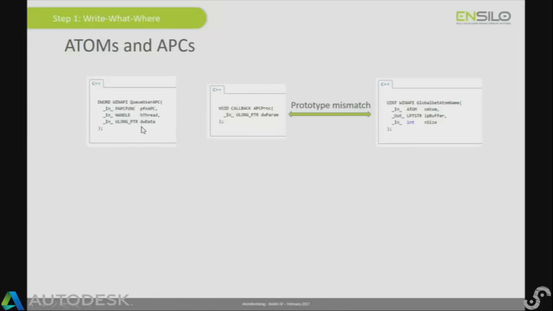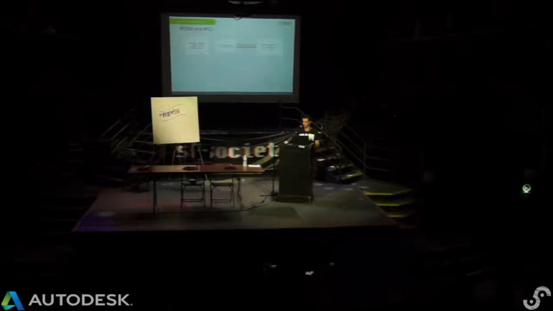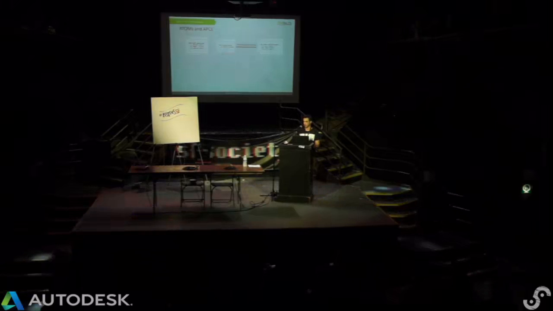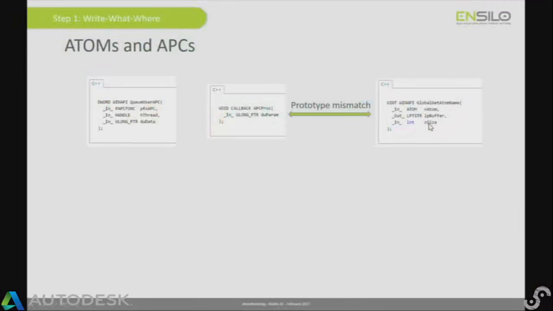The only problem is that the function is of type APCProc, that's its prototype, and an APCProc expects to receive just one single parameter, while we'd like to call GlobalGetAtomName, which receives three different parameters. So we have a parameter mismatch, and we can't really control the values of these two parameters, which doesn't help us very much.